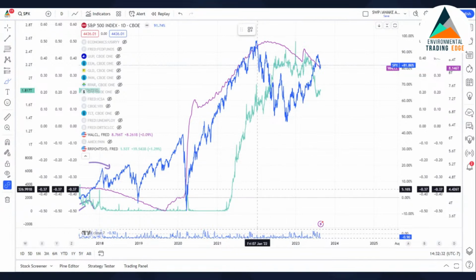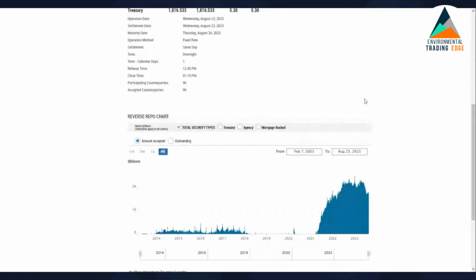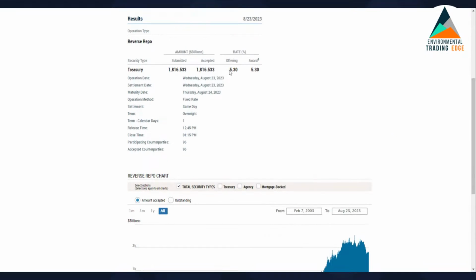Now, the reverse repo facility is basically, think about it like a piggy bank. I'm going to cruise over to this screen, so I'll share this tab instead. This is the reverse repo facility, and its offering is 5.3%. If you're a bank, you can park your money at this facility and you'll get a 5.3% yield on your money.